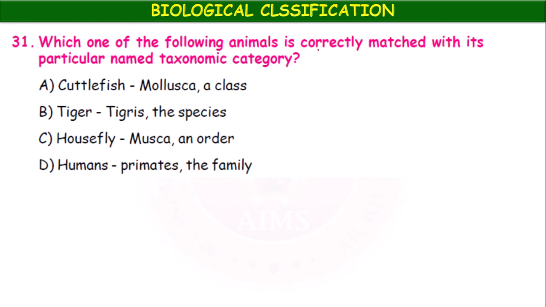Which of the following animals is correctly matched with its particular named taxonomic category? Cuttlefish, mollusca, a class. Tiger, tigris, the species. Then housefly, musca, an order. Humans, primates, the family. Which one is correct? Here the Musca domestica, and which one of the following is correctly matched? Okay. The correctly matched one among these four.